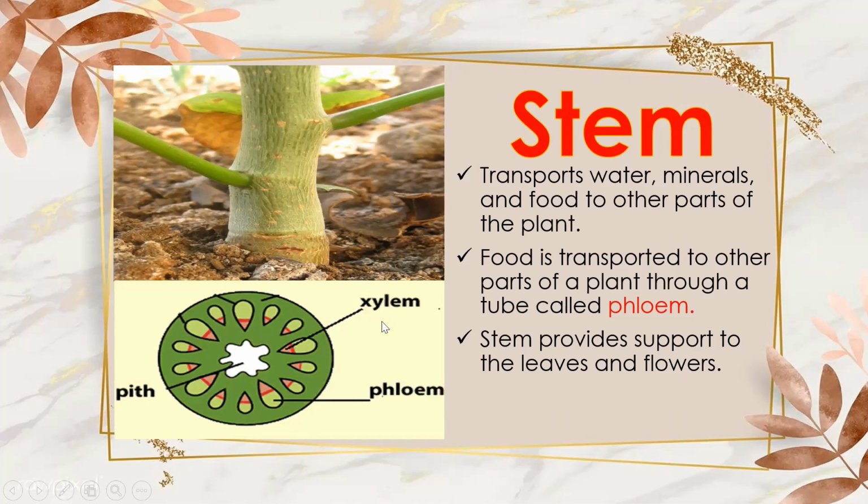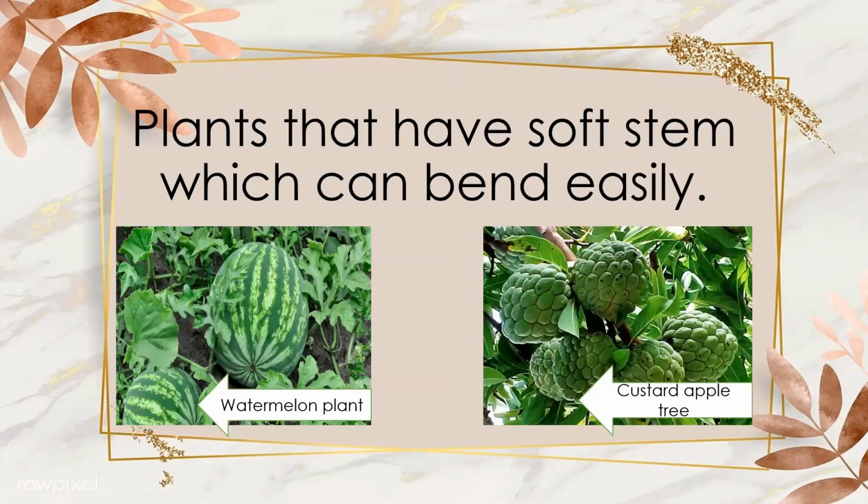Okay, so the stem provides support to the leaves and flowers. Okay, so plants that have a soft stem which can bend easily are the watermelon plant and custard apple tree. Okay, so these two plants have soft stems that can bend easily.